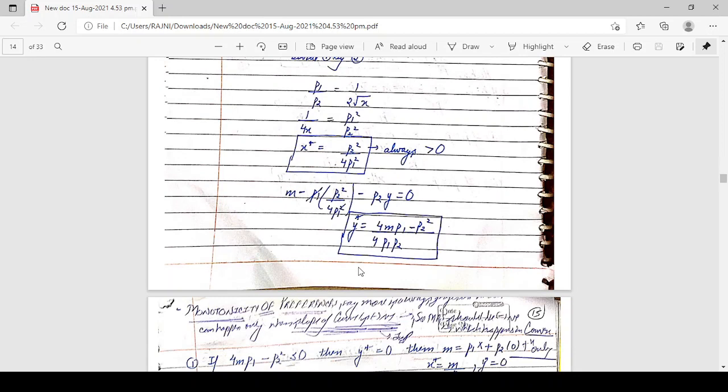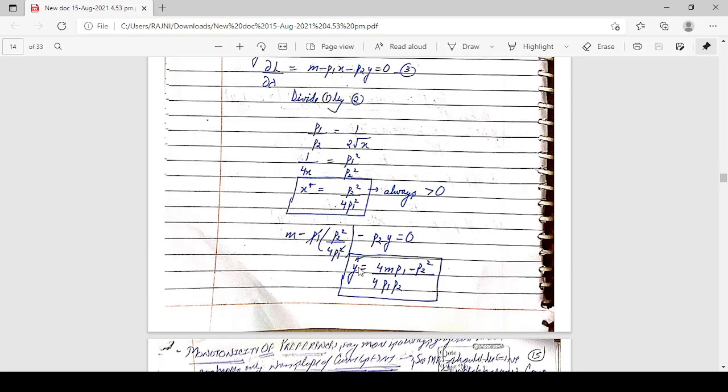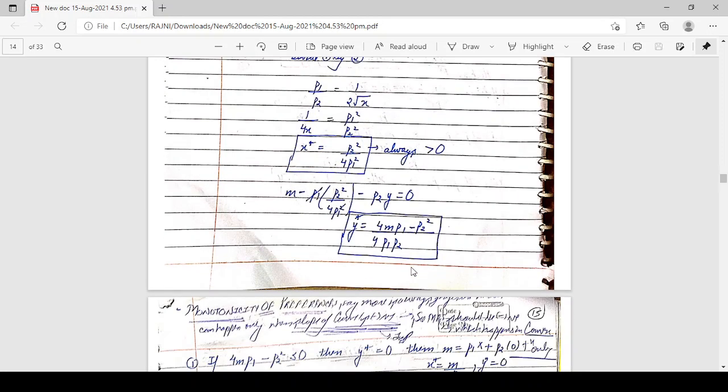Now you would like to find the quantity of y. You can find the quantity of y by putting the quantity of x into the budget constraint, which we have done here, and you get the quantity of y equal to (4m p1 minus p2 square) upon 4p1 p2. There is a possibility that y star can be equal to 0, because if 4m p1 is less than p2 square, then obviously y star will be negative, and no quantity of any good can be negative. So there is a possibility of y star being equal to 0 or greater than 0.